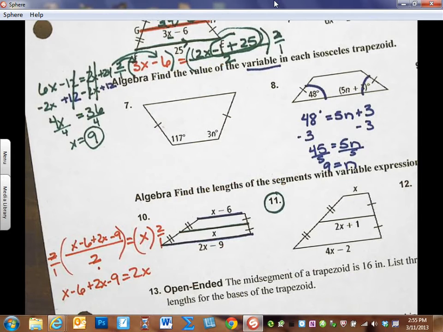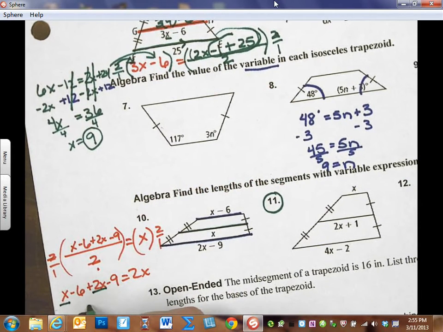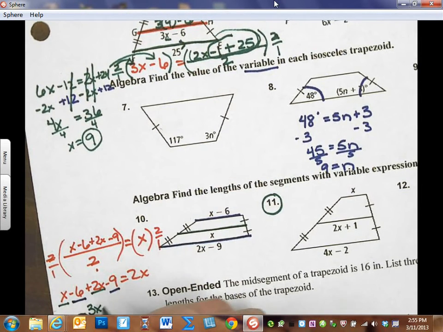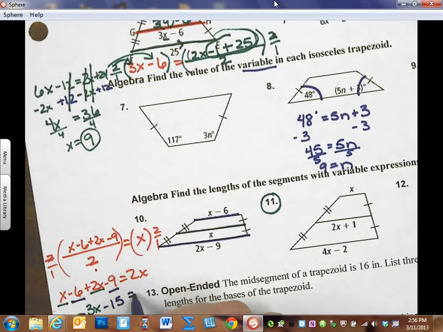Combine your like terms. So here I have an x and I have a 2x. That gives me 3x. And I have a negative 6 and a negative 9. That gives me negative 15. And that all together equals this 2x over here.